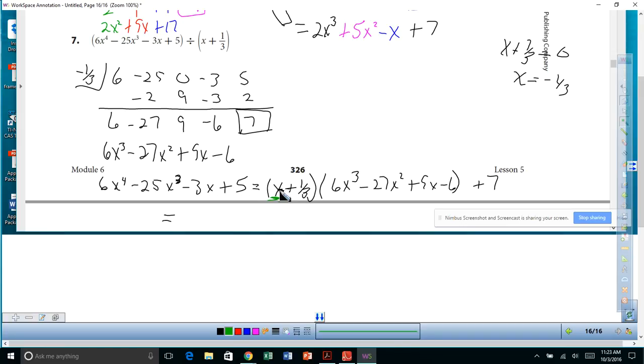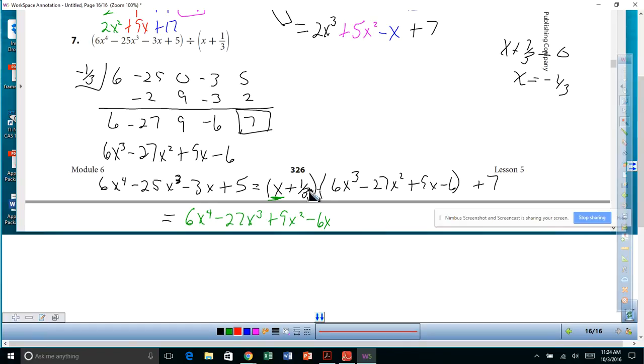We'll multiply the x. x times 6x to the 3rd would be 6x to the 4th. x times negative 27, that's minus 27x cubed. x times 9x would be plus 9x squared. x times negative 6 would be minus 6x.